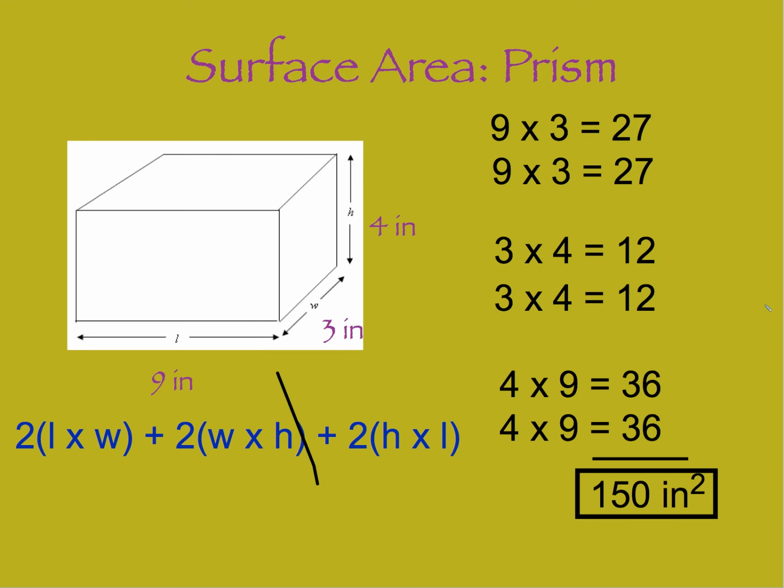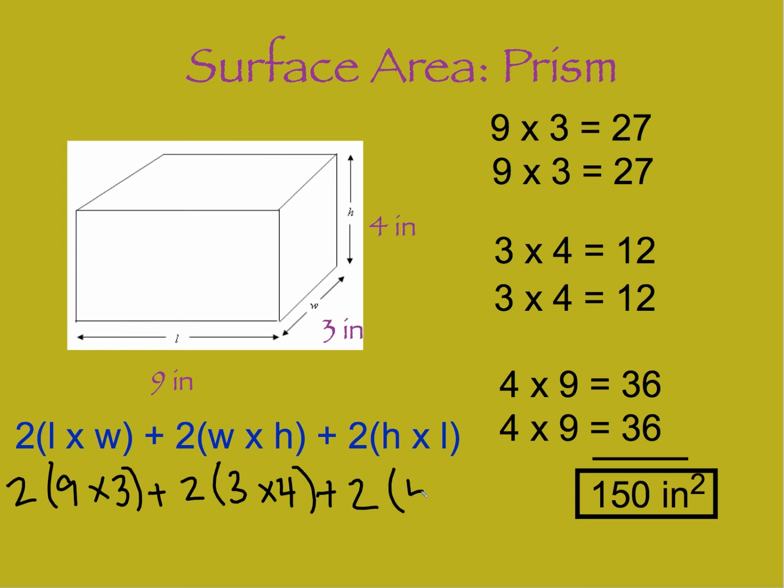Now for those of you who prefer to use a formula instead of figuring out each side separately, here's the formula that you would use. So if I plug in the numbers as I go, instead of 2 times length times width, I'll do 2 times 9 times 3, plus, instead of 2 times width times height, I'll do 2 times 3 times 4, plus, instead of 2 times height times length, I'll do 2 times 4 times 9. When you plug all that in, you end up getting the same answer, 150 inches squared, just a different way of doing it.